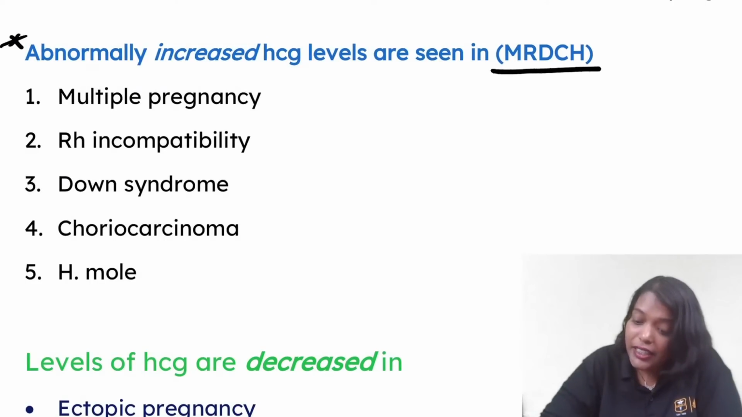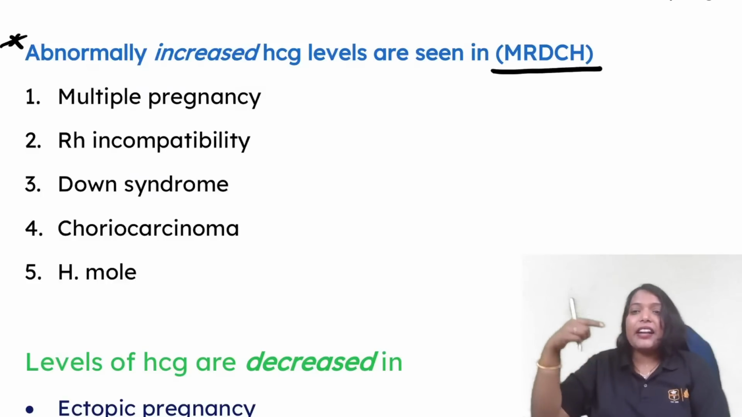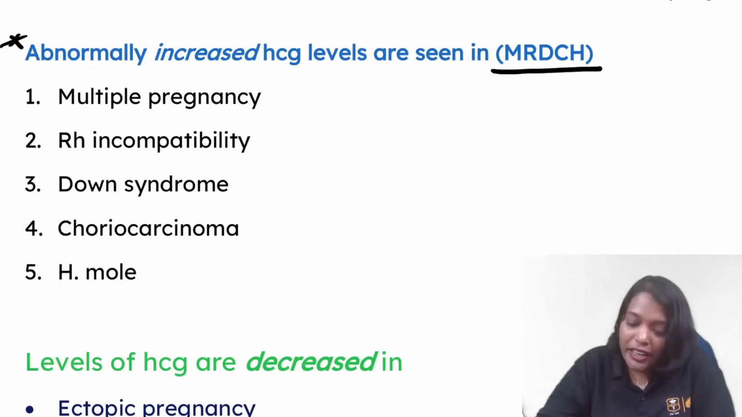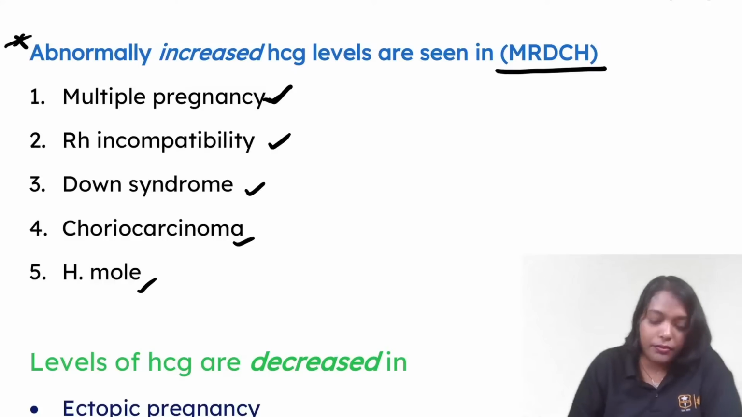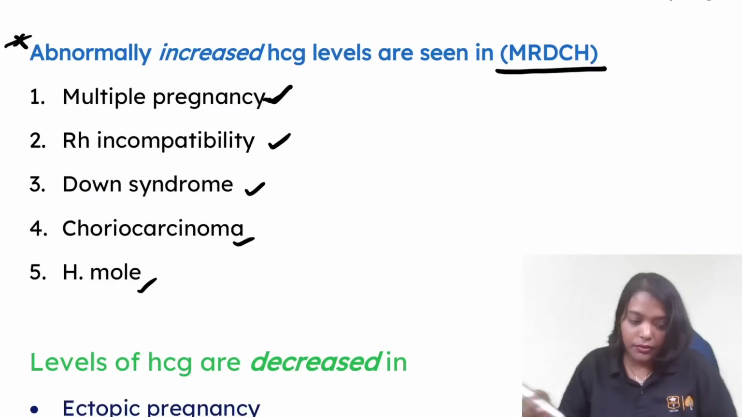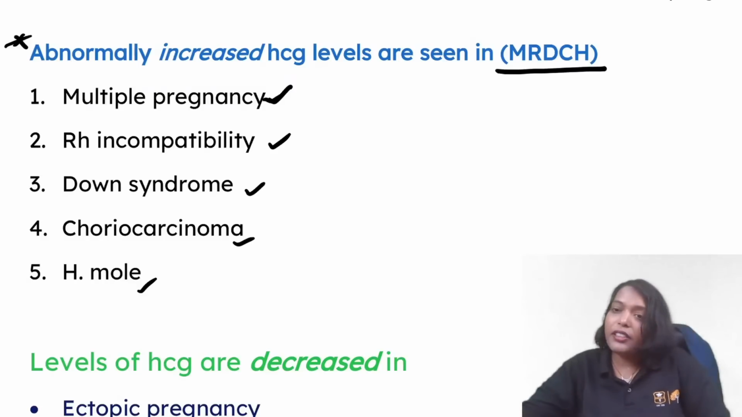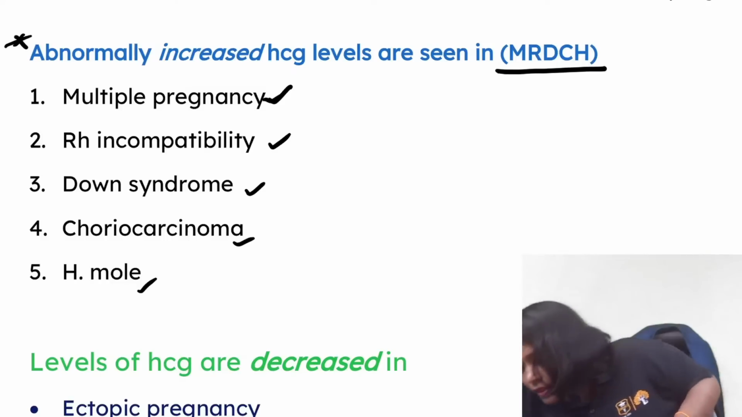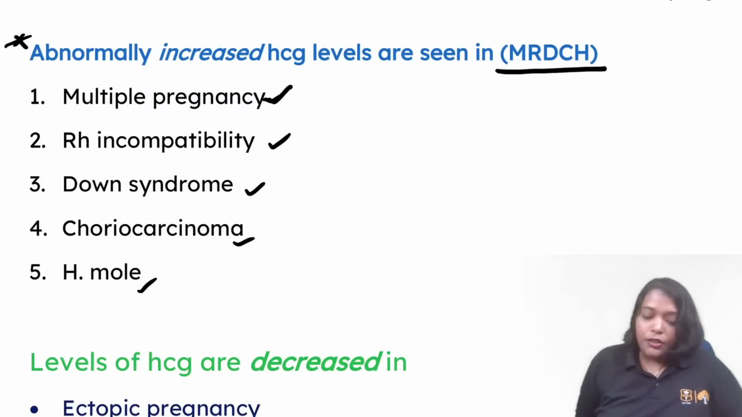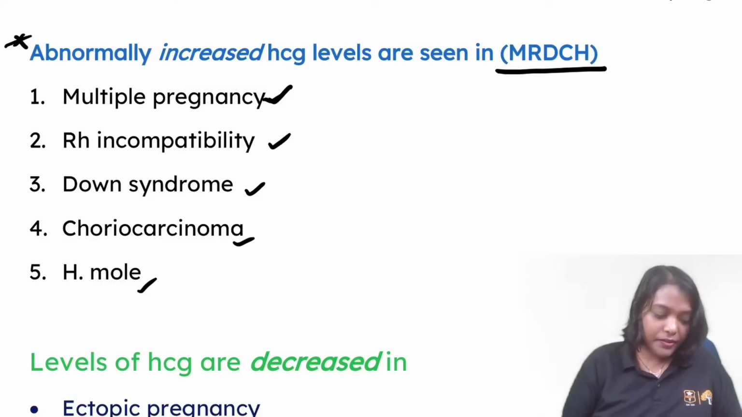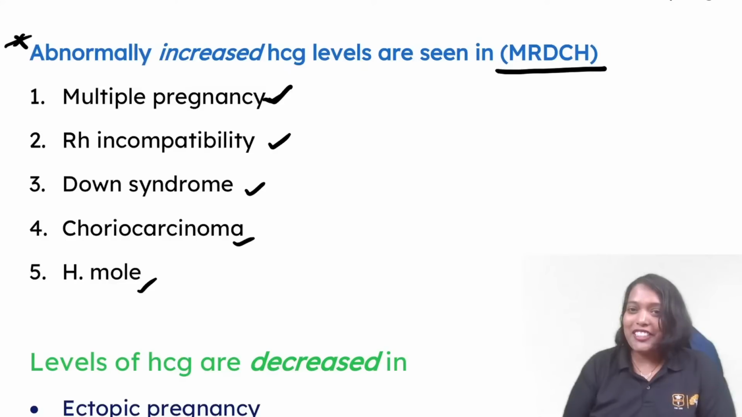So the HCG is increased in, you can remember with the mnemonic of mentally retarded DCH, Pagal pediatrician. So mentally retarded DCH: multiple pregnancy, RH incompatibility, Down syndrome, choriocarcinoma and hydatidiform mole. In all of these, the placenta will be large. So you can detect it in multiple pregnancy, RH isoimmunization, Down syndrome, choriocarcinoma and hydatidiform mole.